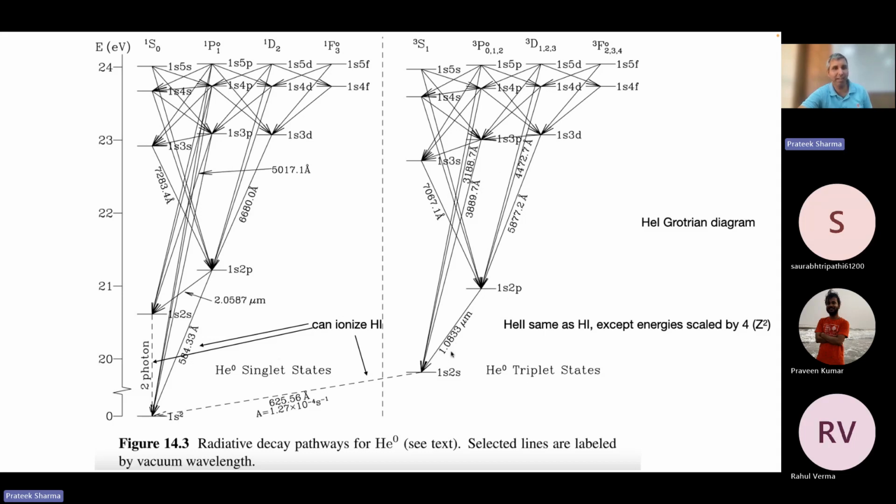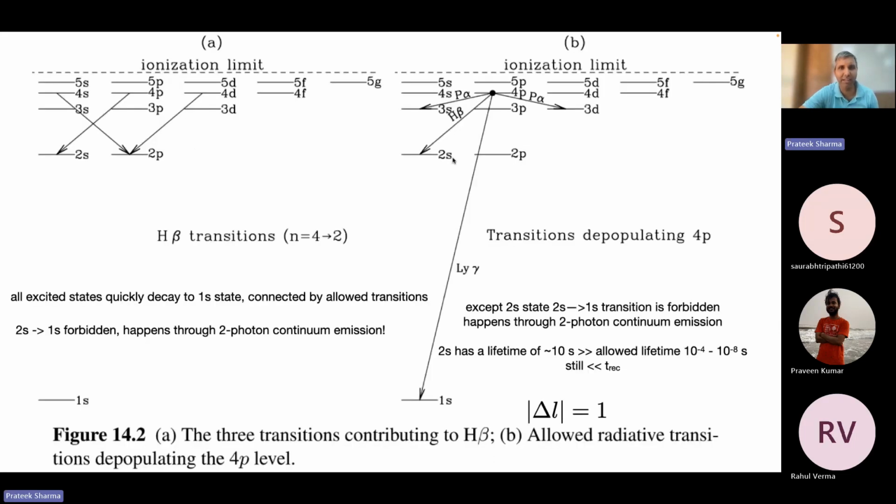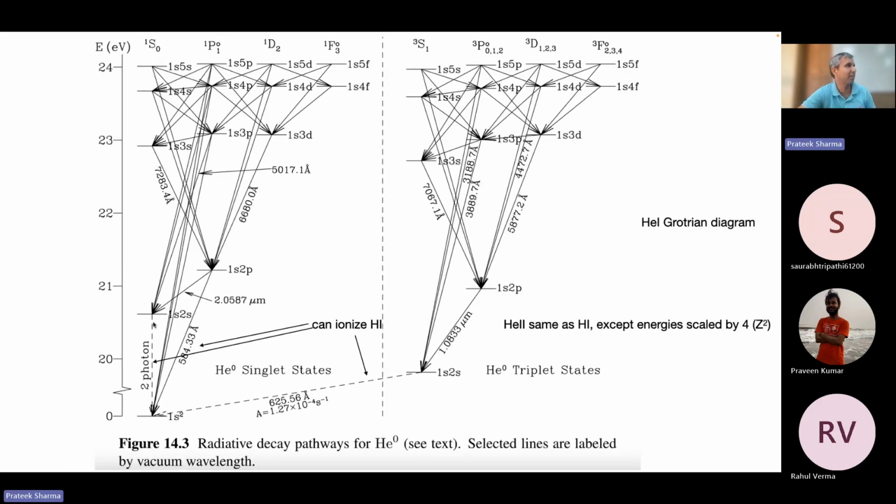This is the triplet state energy levels. There are no transitions across these. They are forbidden transitions, so the singlet to triplet or vice versa does not happen. So it's only within this or within this. Okay. And in the same way here, there are different transitions which are shown.